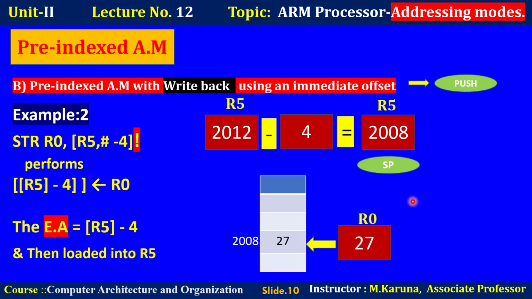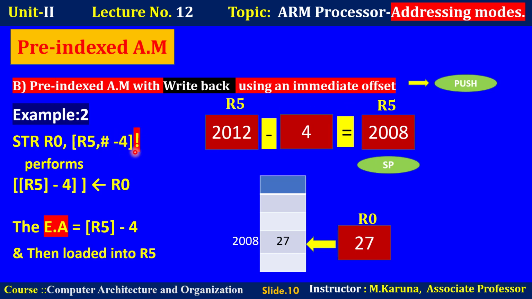Next, pre-indexed addressing mode with write back using an immediate offset. See, here we are using a store instruction: STR R0, [R5, #-4]!. So here the offset is available immediately in the instruction. That's why we call it an immediate offset.